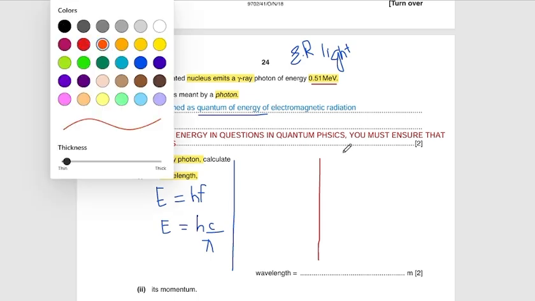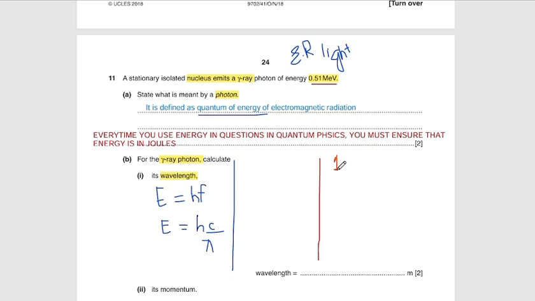That says 1 megaelectronvolt equals 1.602 into 10 raised to the power minus 13 joules. And now that we have this conversion, you can multiply 0.51 with this.